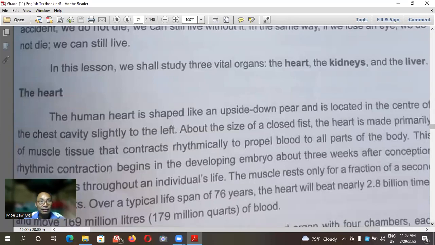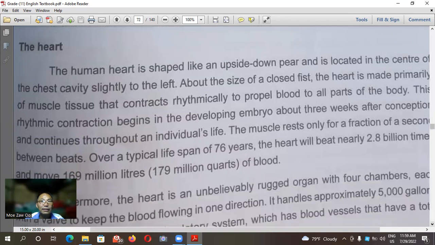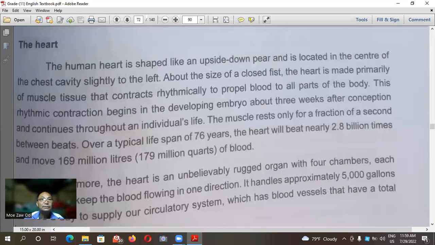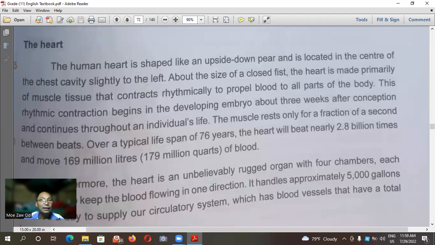Okay, the heart. The human heart is shaped like an upside-down pear and is located in the center of the chest cavity, slightly to the left, about the size of a closed fist.